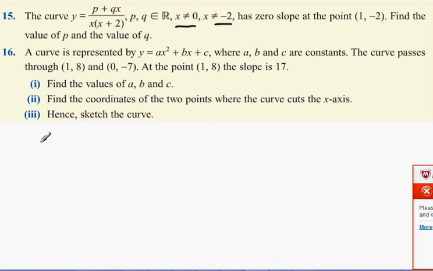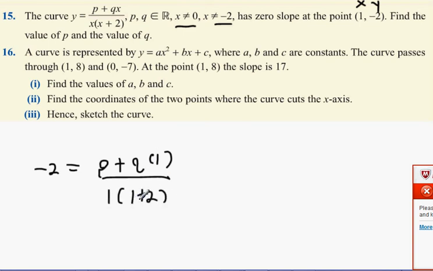Once again, guys, I said there's two pieces of information here. The first piece of information is that y is minus 2 when x is what number? 1. So replace in that 1 into 1 plus 2. That's going to be 3 on the bottom. Cross multiply the 3 and we get minus 6 equals p plus q. That's one half of a simultaneous equation.